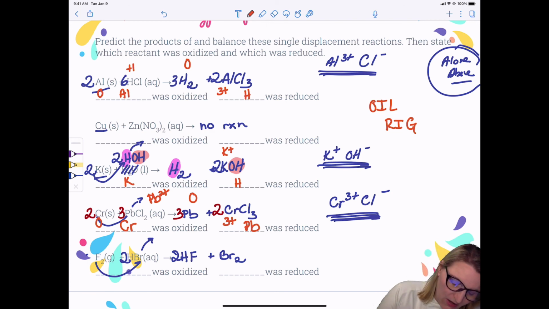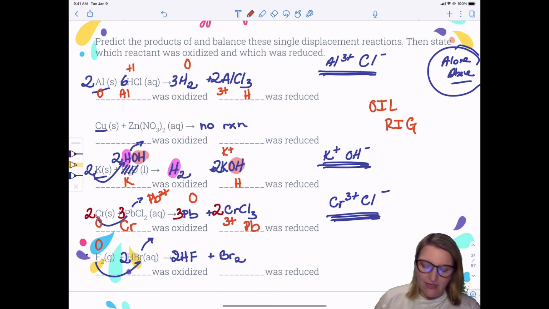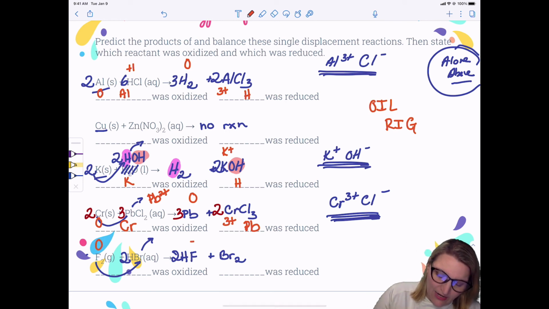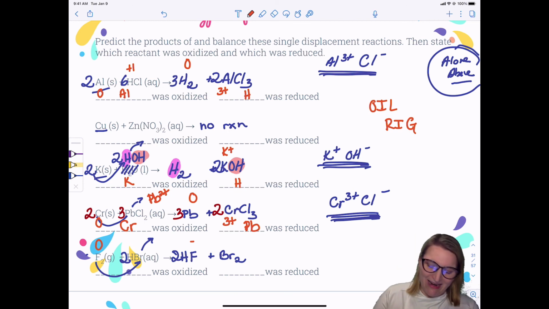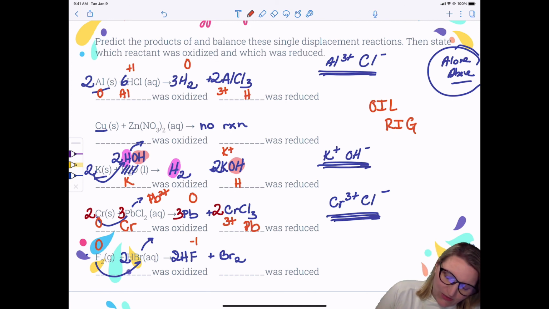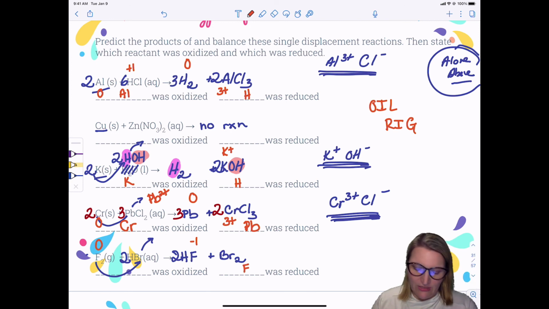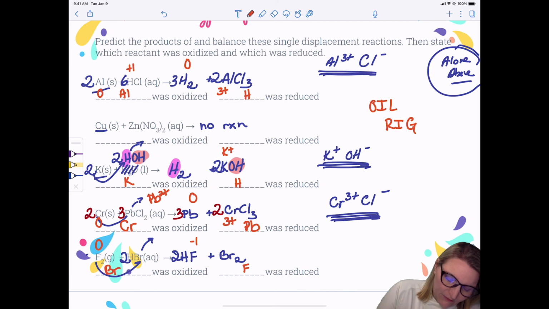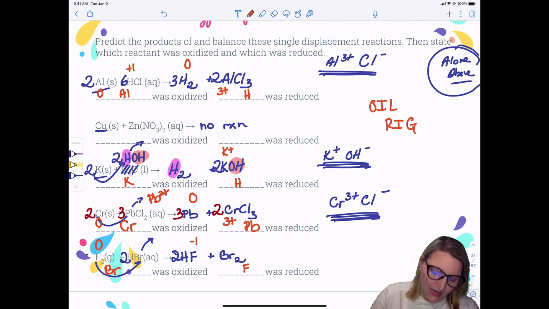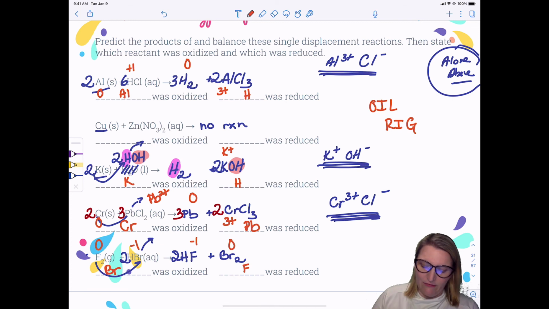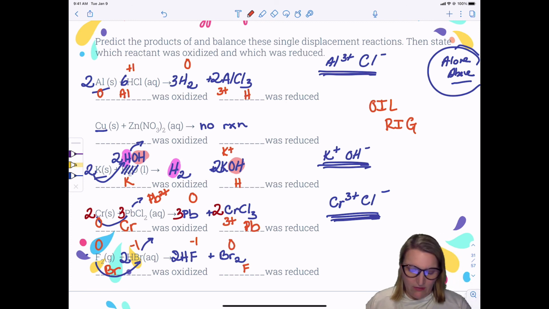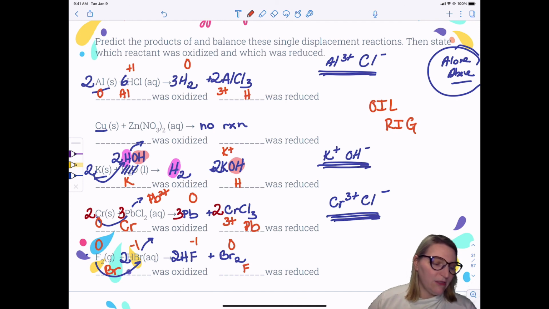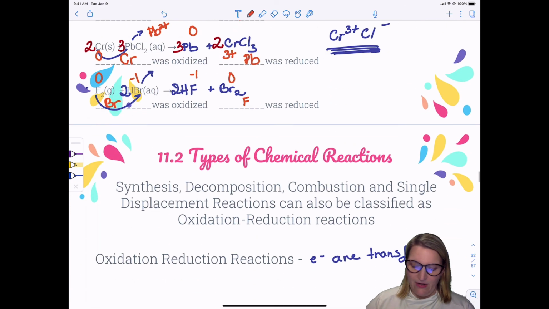And down here, fluorine has a 0 charge there and a -1 charge on the product side, which means it must have gained electrons. So we would say fluorine was reduced, reduction is gain, which meant bromine must have been oxidized. It has a -1 charge at the beginning and a 0 charge at the end. So it was oxidized there. So as long as you can remember who gets oxidized and who is reduced with the oil rig, you'll be fine in these problems.